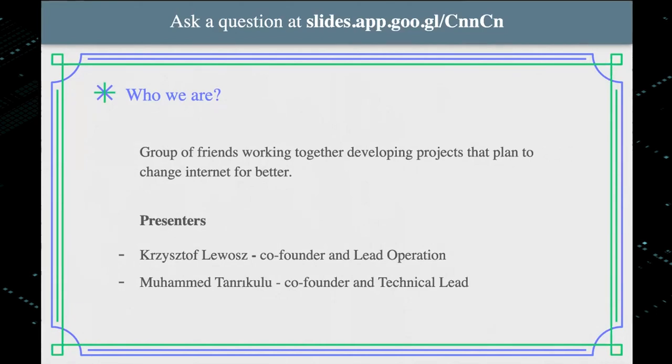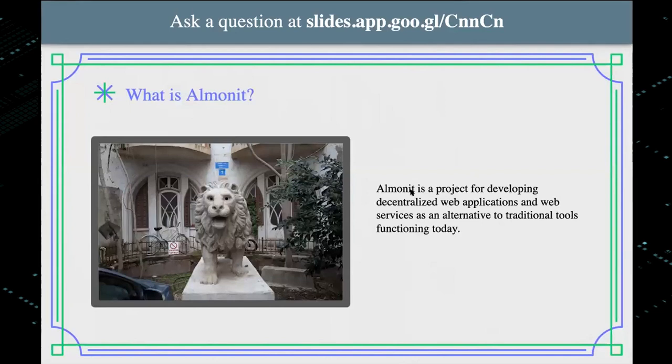My name is Krzysztof Lewosz, and I am a co-founder as well as lead operation. Muhammed is another co-founder as well, and he is our technical lead. So what exactly is Almonit? Almonit is a project for developing decentralized web applications and web services as an alternative to traditional tools functioning today.